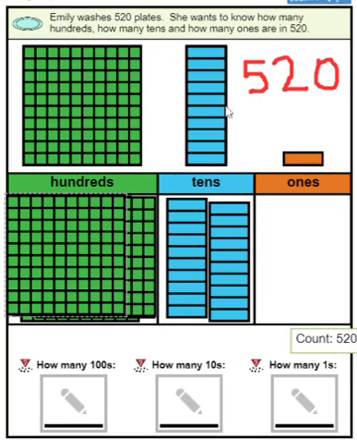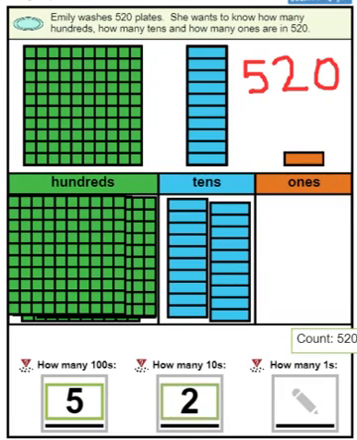Okay, so there's my number, 520. In the hundreds place, I had 5. In the tens place, I had 2. And in the ones place, I had 0. Counting by hundreds, 100, 200, 300, 400, 500. Then count by tens, 10, 20. And no ones, so 520.